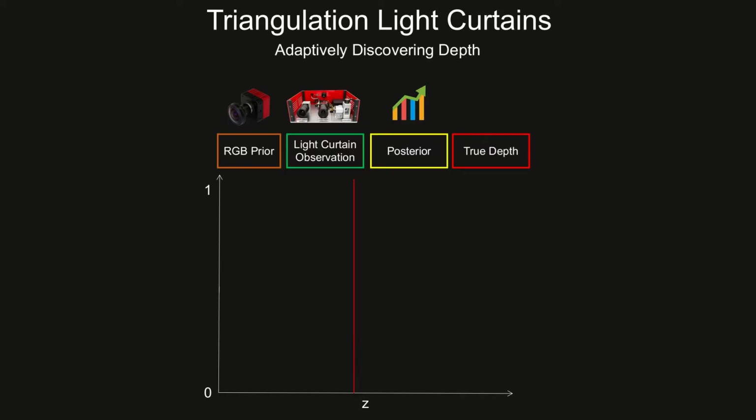Our goal here is to adaptively discover depth. We want to start off with a prior. That can come from a light curtain sensor or from any other modality such as an RGB camera or any preferred prior distribution of your choice, such as a uniform or Gaussian distribution. We then place additional curtains at the desired regions that maximize the information gained. Then we fuse these estimates to get a more refined measurement, which gets better over time.